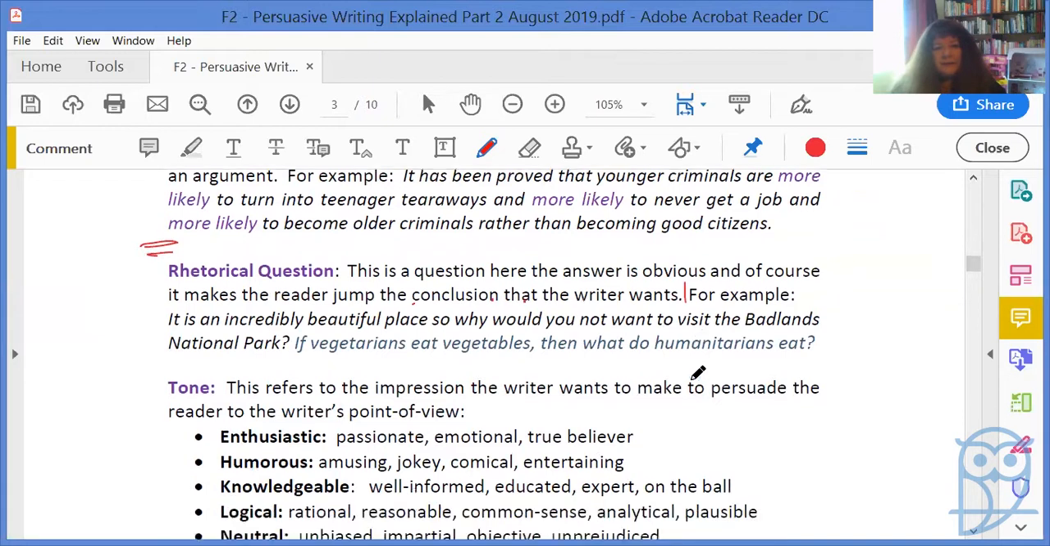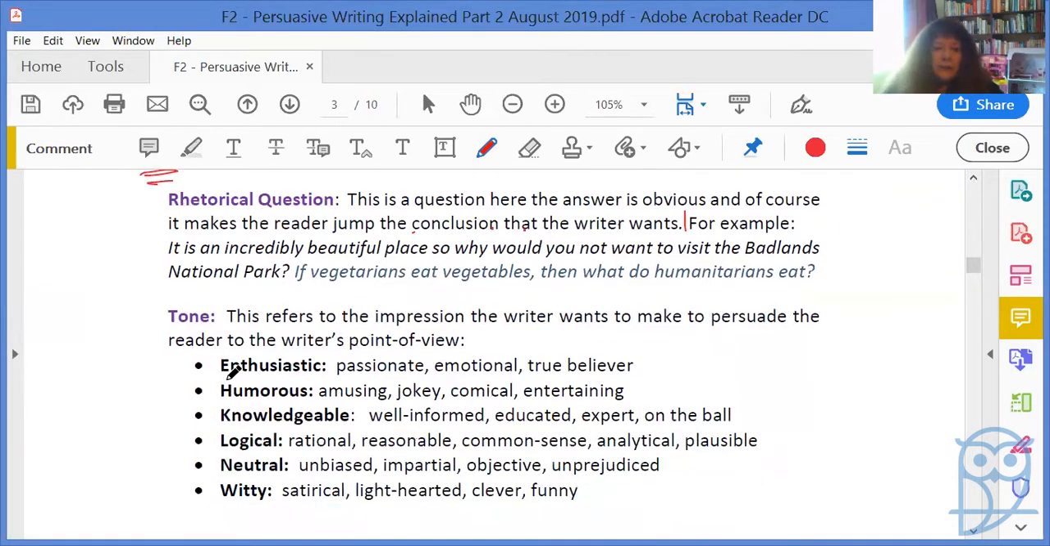Right. And finally, we had the tone. How are you going to write this argumentative essay? Are you going to be enthusiastic? Are you going to be humorous? Are you going to be knowledgeable? Are you going to be logical? Or are you going to be neutral, unbiased? Or are you going to be witty and have nice, light-hearted, clever, funny things inside there?